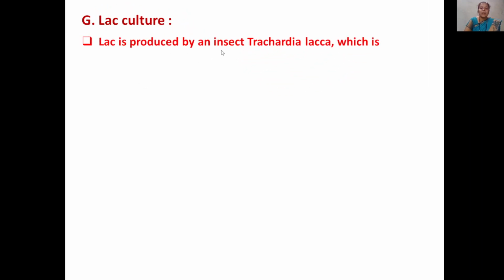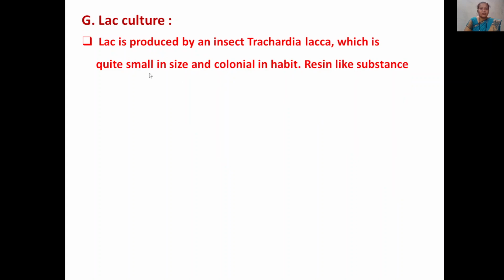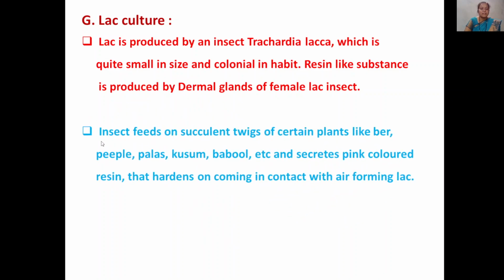Lac is produced by an insect, Laccifer lacca, which is quite small in size and colonial in habit. A resin-like substance is produced by the dermal glands of a female lac insect. The insect feeds on succulent twigs of certain plants like ber, peepal, palas, kusum, babul, etc. and secretes pink-colored resin that hardens on coming in contact with air, forming lac.